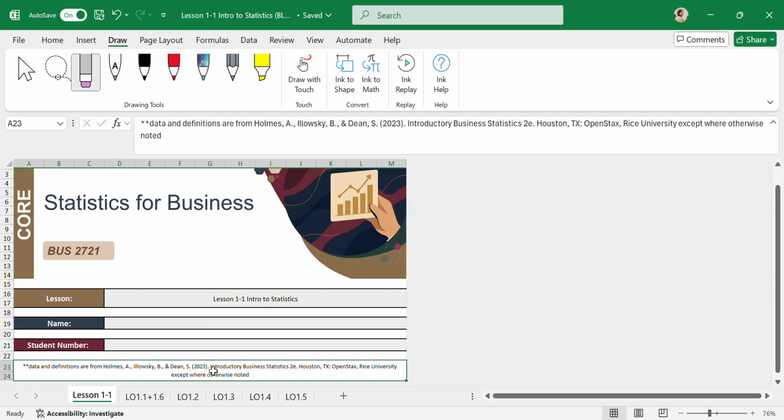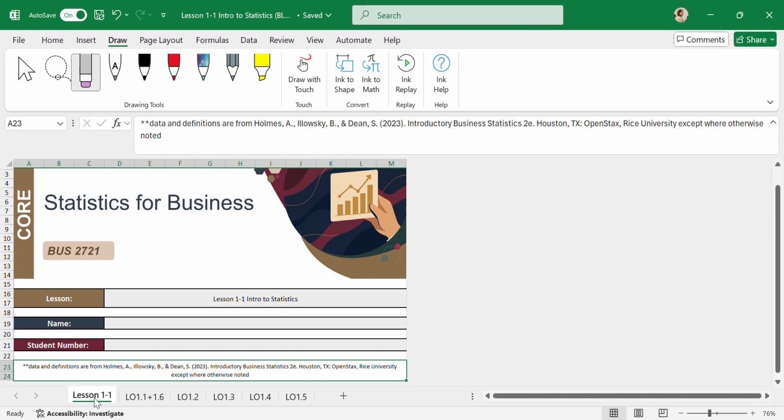Most of the data sets will come from our free textbook, Introductory Business Statistics. That's an open text online. Unless otherwise noted, if I tell you where another data set that we're using comes from, I'll usually use a link to provide the source if it's not from that textbook.